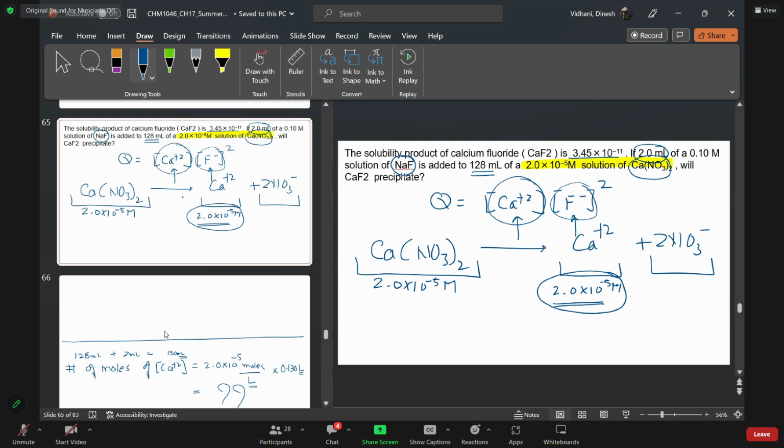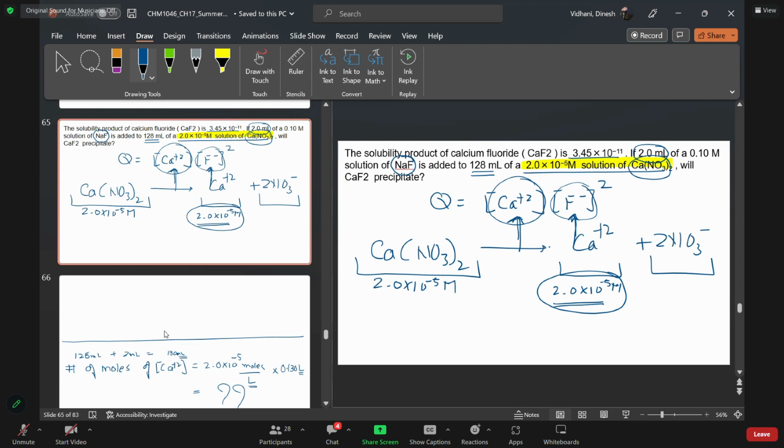That can happen only if you have a high concentration of ions and they react back to give you the solid. So we are going to find the individual concentration of calcium ions and the individual concentration of fluoride ions, right? Now, how do we do that? First of all, what am I given? I am given the strength of calcium nitrate, which is 2.0 × 10^-5 molar. Second, I'm given the volume of it.